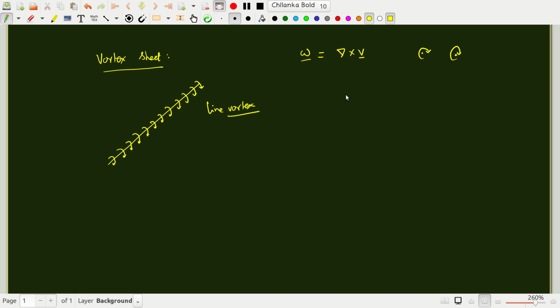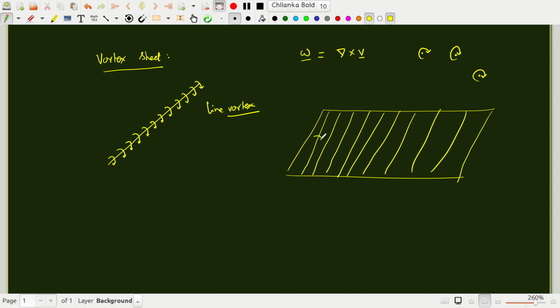And a point vortex is just a point. A line vortex is a collection of point vortices along the line, and a vortex sheet is, imagine having a plane full of line vortices, arranged like this, parallel to each other on a plane, and each of these is going to induce a flow in this sense. This is the three-dimensional view.